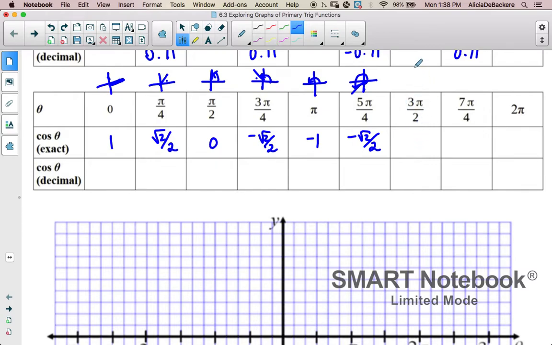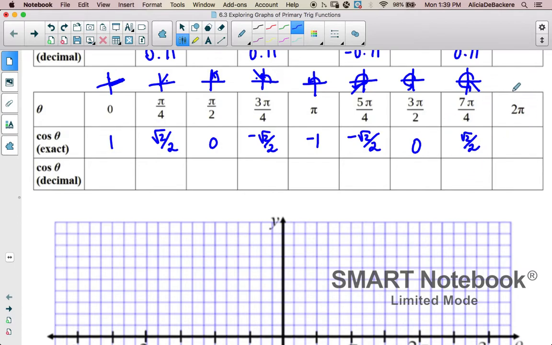Next, we're going to take a look at 3 pi by 2. So I'm rotating all the way around to that bottom, or the negative y-axis. Again, cosine is my x value, so it's 0. And then 7 pi by 4, here I am, 7/8 of the way around the circle. Remember, 4 wedges on top, 4 wedges on bottom. And again, my related acute angle is pi by 4, so it's root 2 over 2. I'm in the C quadrant this time, so cosine is positive.